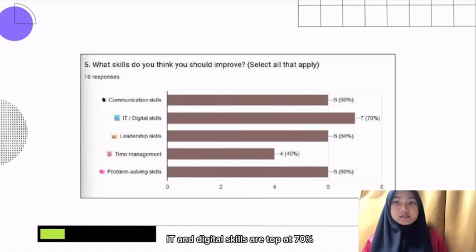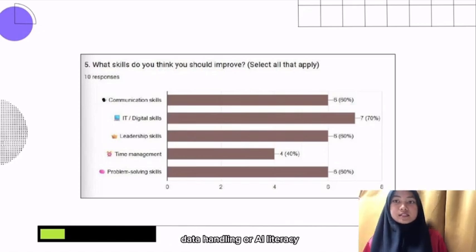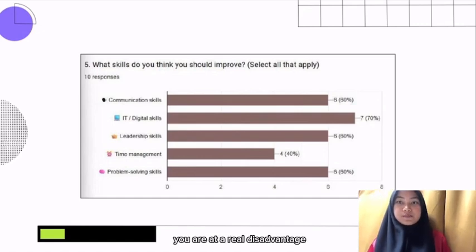IT and digital skills are top at 70%. Almost every job now requires basic software, data handling, or AI literacy. If you don't have digital skills, you are at a real disadvantage.